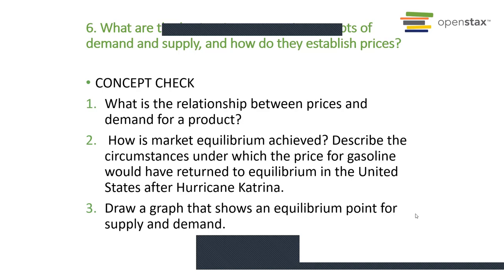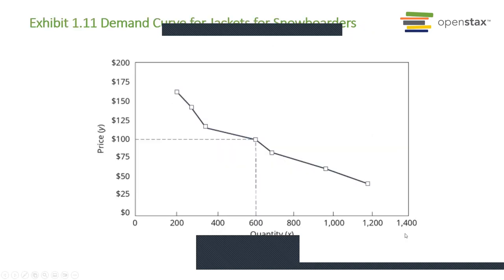And let's get started. So this is an exhibit of a demand curve for snowboarders. Price increases when there's less quantity of supply of snowboarding. When there's a lot of supply and less demand, then the price decreases.